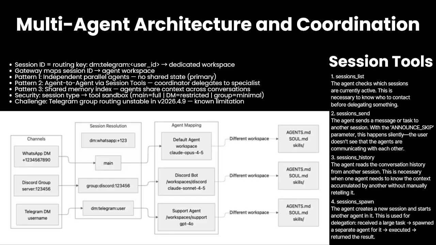So one bot token can route different message types to completely different agents. I explored 3 coordination patterns. First, independent parallel agents with no shared state, which was my primary setup. Second, agent to agent via session tools, shown on the right. 4 tools enable this: sessions list to check active sessions, sessions send to delegate tasks silently, sessions history to read another agent's context, and sessions spawn to create a new agent entirely. Third, shared memory index, where agents share the same memory across conversations.